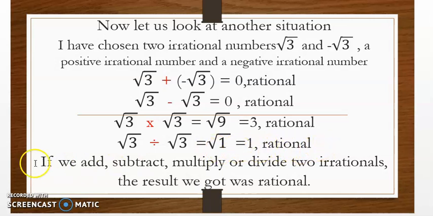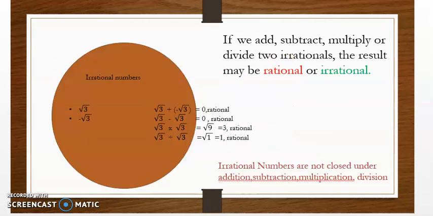So in the previous four sums, we saw that when we add, subtract, multiply, or divide two irrational numbers, we got an irrational number. But now we see that while adding, subtracting, multiplying, and dividing irrational numbers, we got rational numbers as the answer. So if we add, subtract, multiply, or divide two irrationals, the result may be a rational number or it can be an irrational number. Now let us look at the bag of irrational numbers.